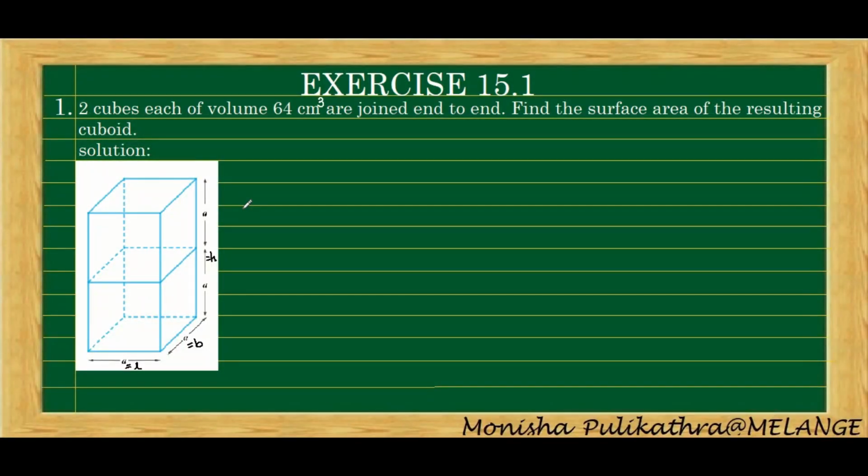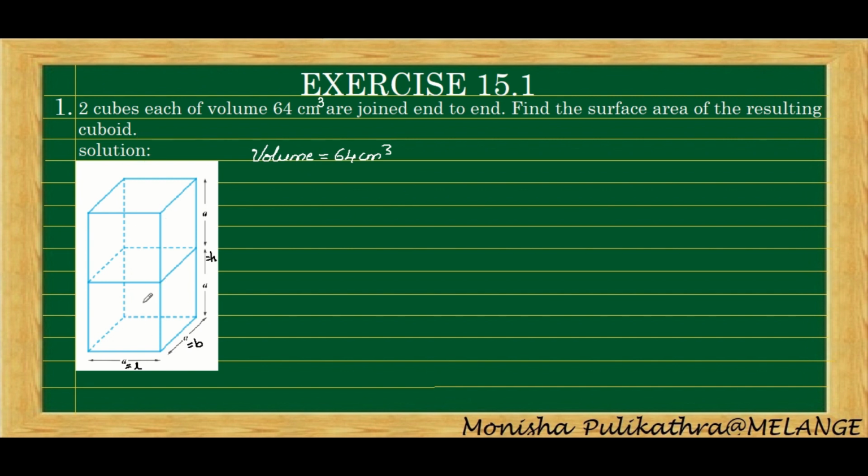Moving on to the first problem of exercise 15.1. Here two cubes are given. This is the first cube and this is the second cube. Each cube is of volume 64 centimeter cube. So we have to write the data first. Volume is equal to 64 centimeter cube, and they are joined end to end. So the end of one cube has been joined to the end of another cube. Find the surface area of the resulting cuboid.